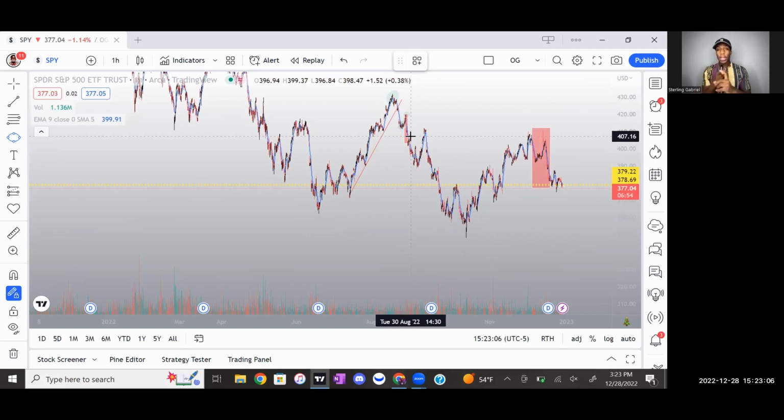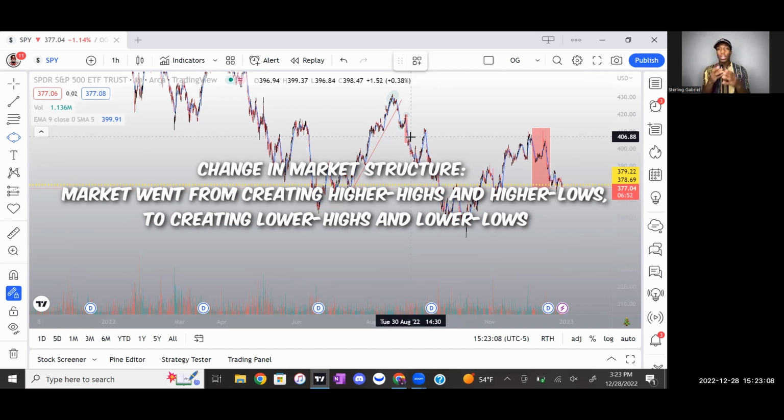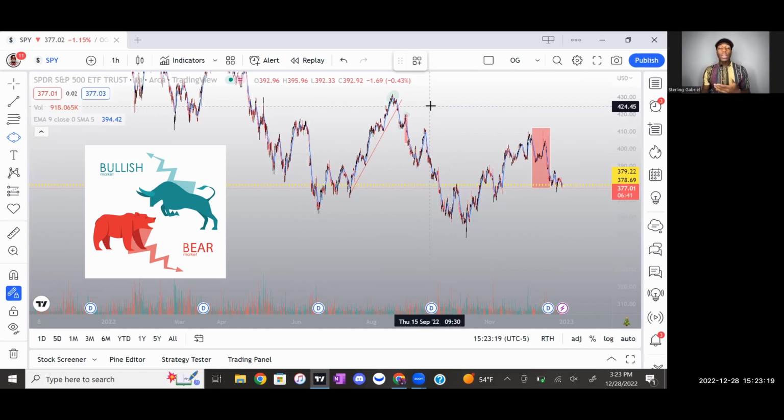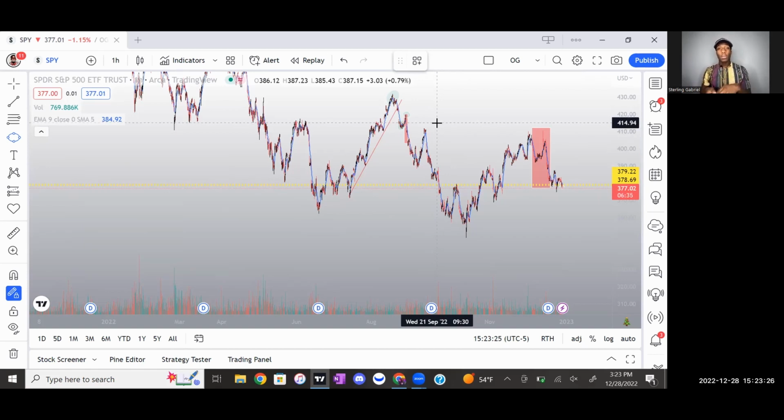You broke the trend line and there's a change in market structure. There's lower highs, lower lows instead of higher highs, higher lows. So that tells you that bears actually have the control for the moment. So when bears have the control, you're going to want to trade with the bears. If bulls have the control, you're going to want to trade with the bulls. Bulls are people that are buying, bears are people that are selling. They want the market to go down.